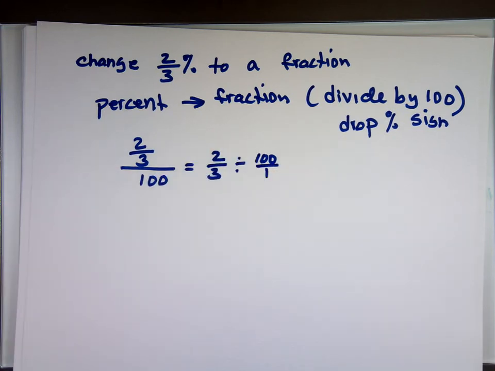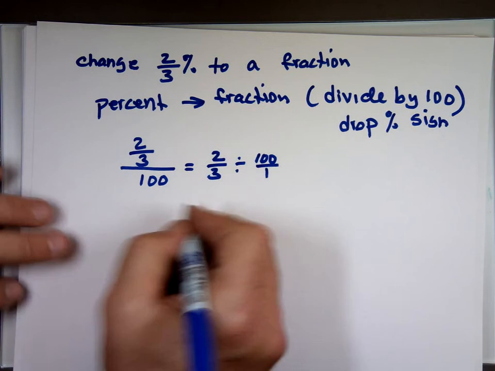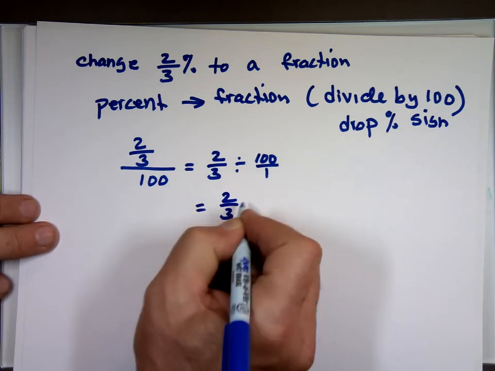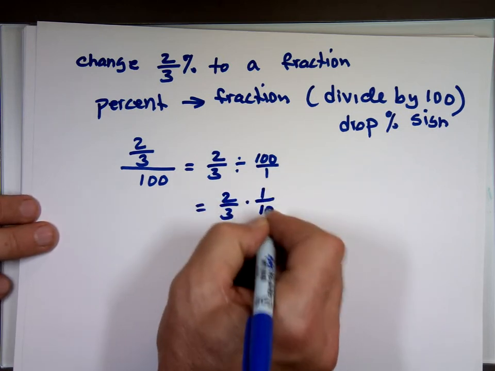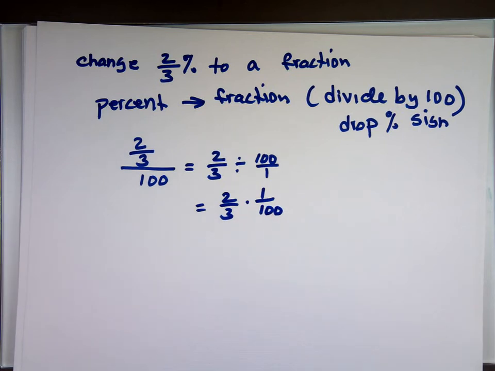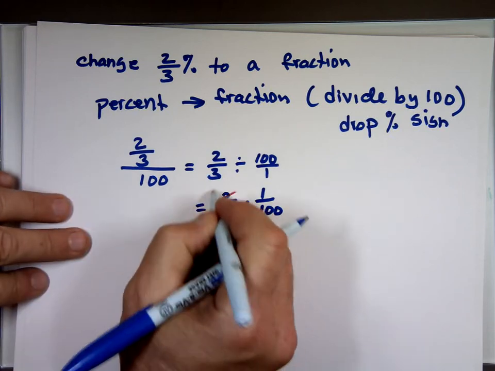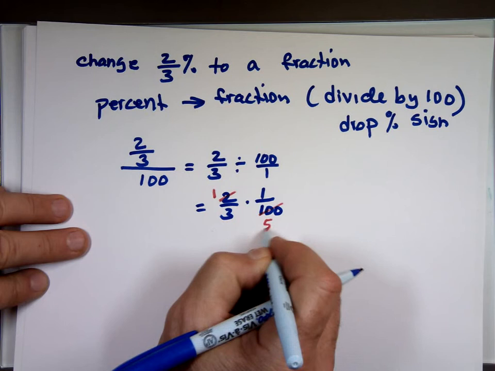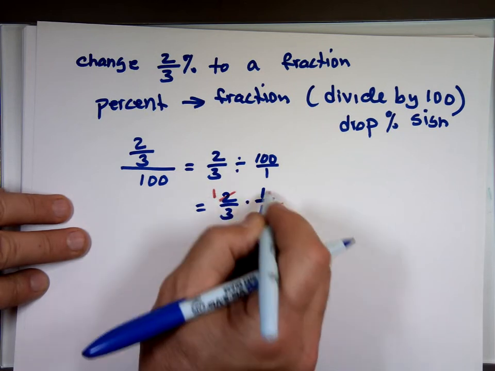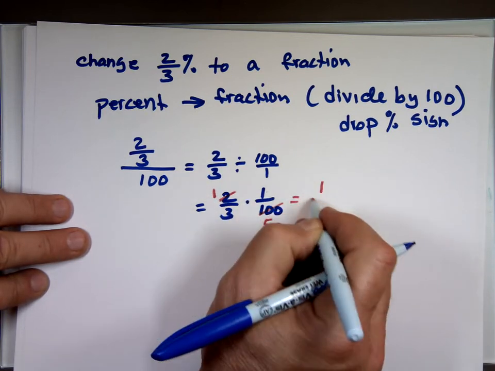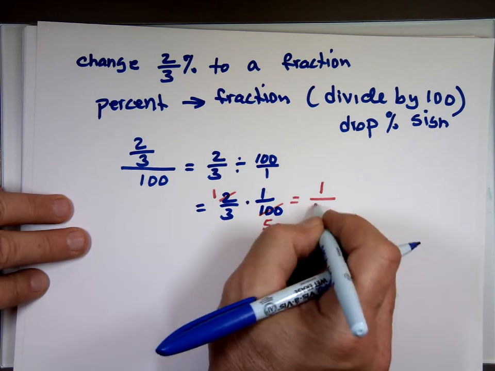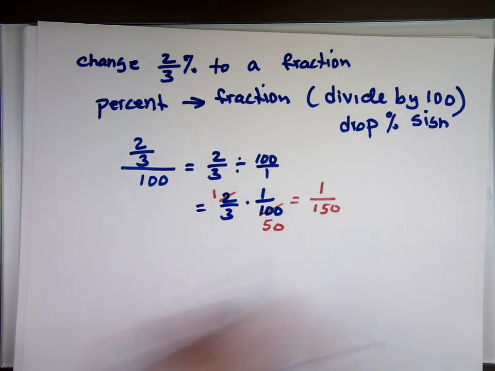Any numbers over 1? Yes, we're going to flip that, Robert. Very good. 2/3 times 1 over 100. Simplify. I'm liking all these answers. By 2, this is 1. By 2, this is what? 50. 1 times 1, which is what? 1. 50 times 3, 150.